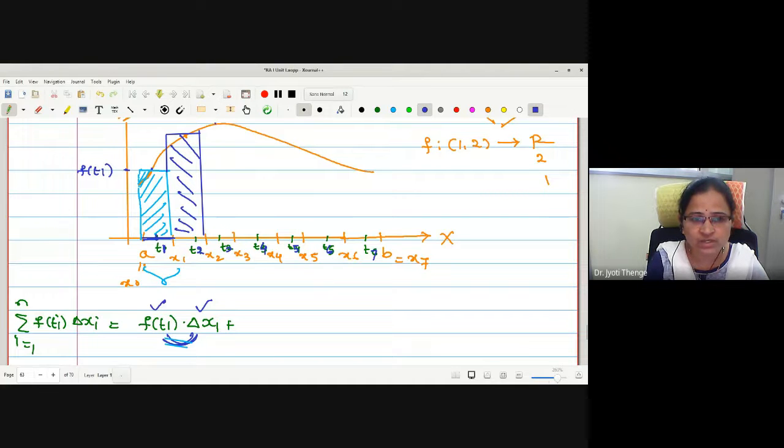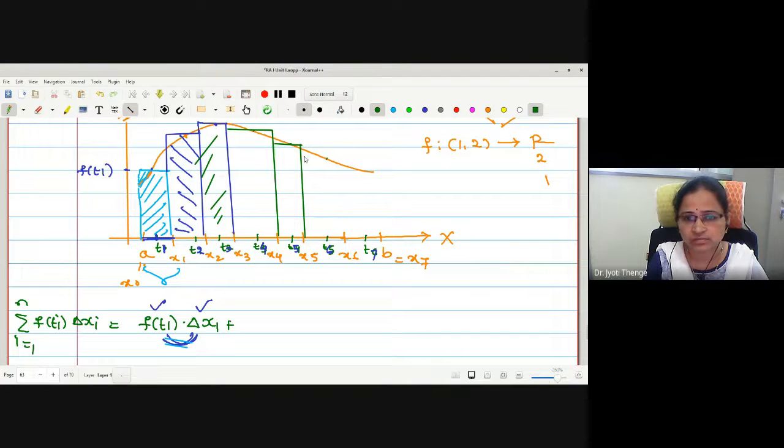Where is my f of t3? Somewhere here is f of t3. This is the rectangle. Correct? This is the area. Where is f of t4? Somewhere here it is. Correct? f of t5 is somewhere here. T6. And here it is T7. Is it okay? And these are the respective areas.